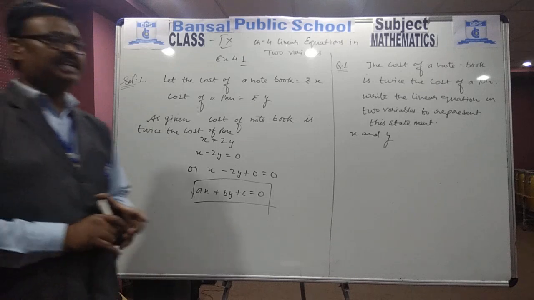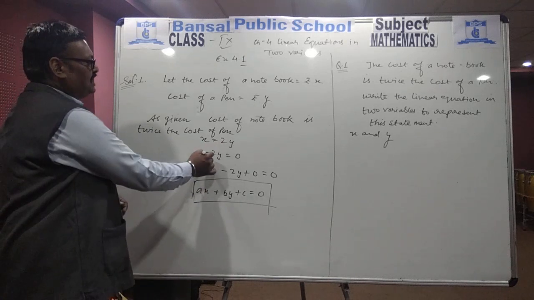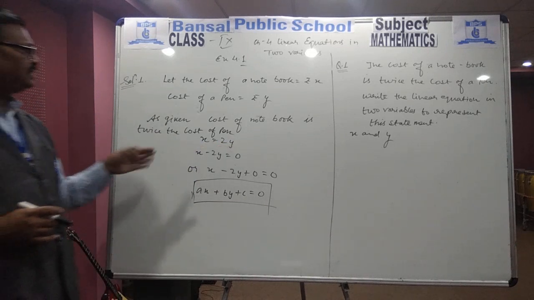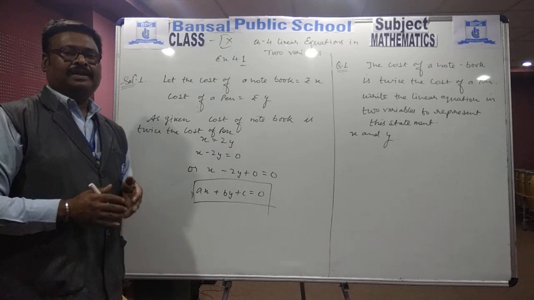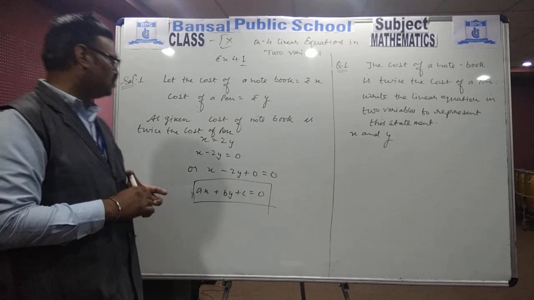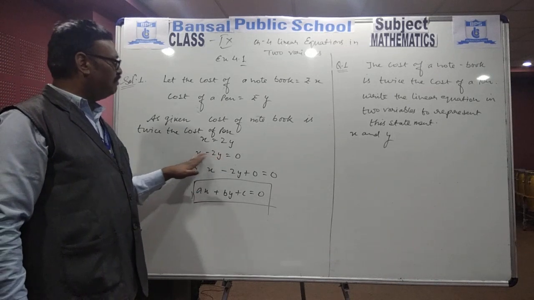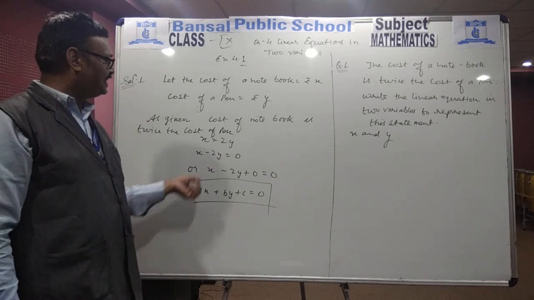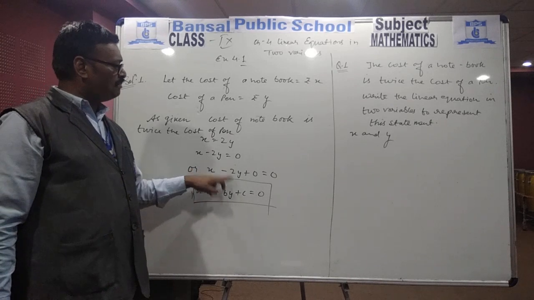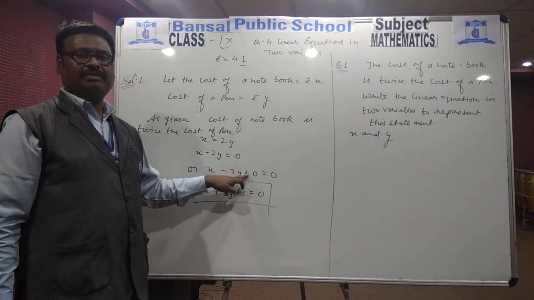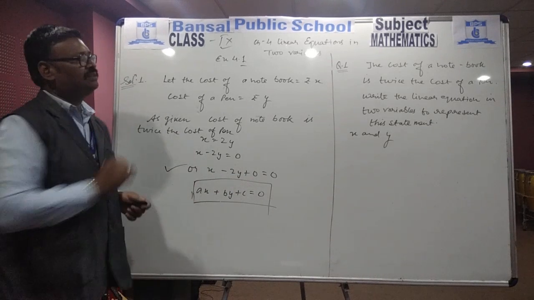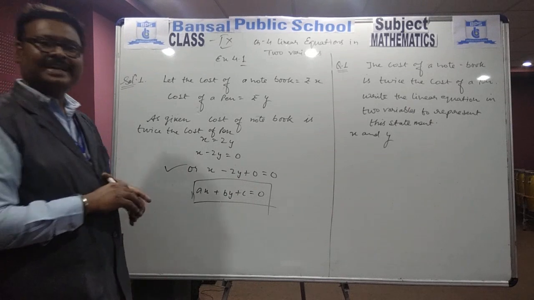What I will do? I will transpose, I will bring minus 2y. How? If I transpose 2y to the left hand side, it will become x minus 2y is equal to 0. Let us write it in standard form also, which we are going to do in question number 2. But I am explaining it in this question also, because a is here, b is here, but c is absent. So I will put a 0. So ax plus by plus c, here c is not present, so I am putting c as 0, equal to 0. So this is the representation of the given problem as a linear equation.